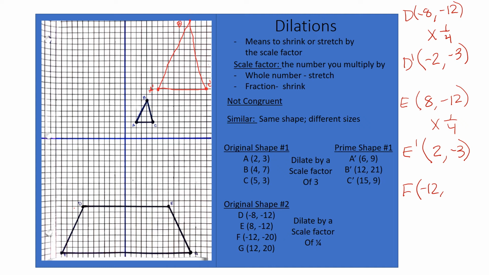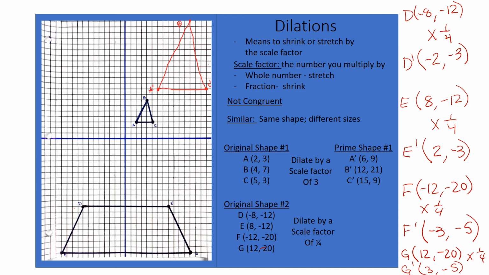F is at negative 12, negative 20. I'm going to multiply by 1/4, which is my scale factor. Negative 12 times 1/4 gives me a negative 3. Negative 20 times 1/4 is going to give me a negative 5. The last point is G. G is a positive 12 and a negative 20. And so G prime, we're multiplying by 1/4. 12 times 1/4 is 3. Negative 20 times 1/4 is a negative 5.